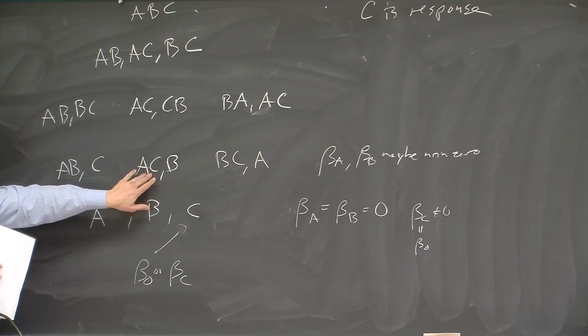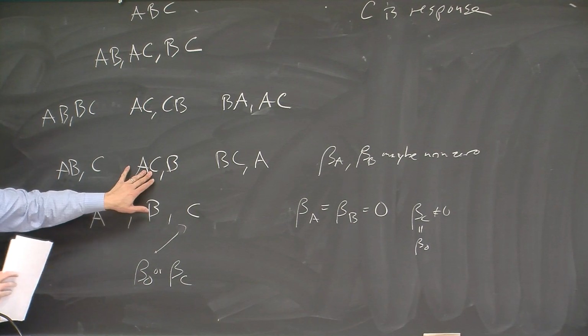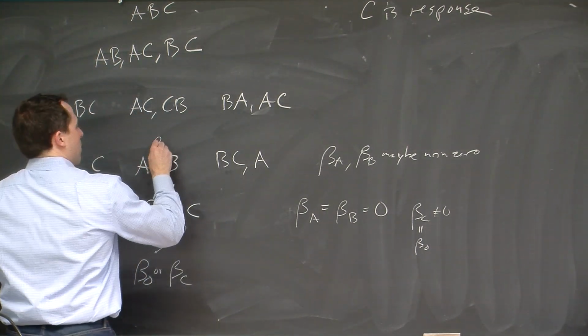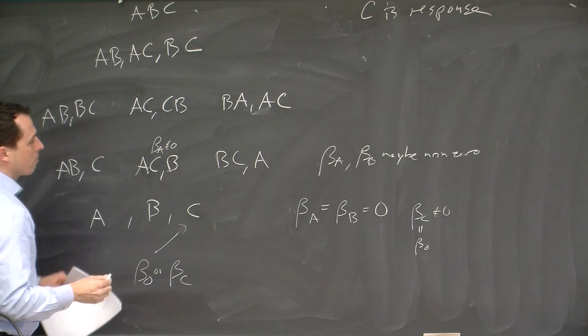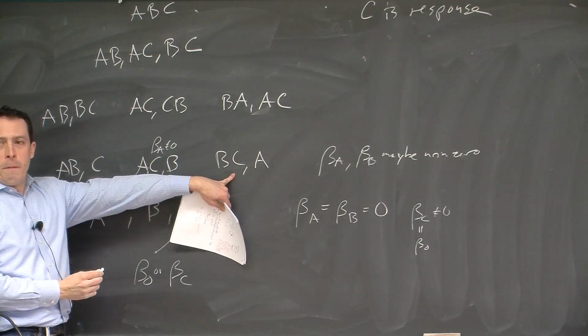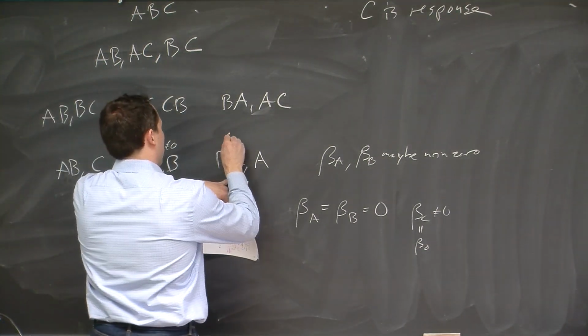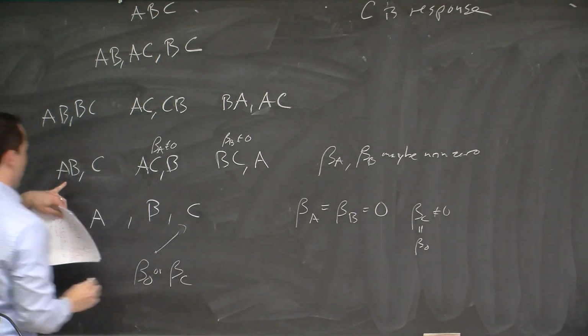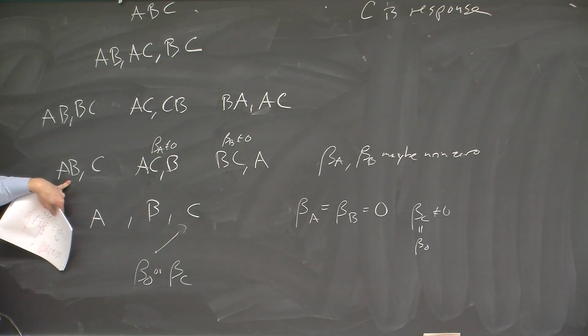Right, so we're looking at A and C being dependent. This one has beta A non-zero. How about this one? Beta B is non-zero. How about this one? Right, none of them can be, right?